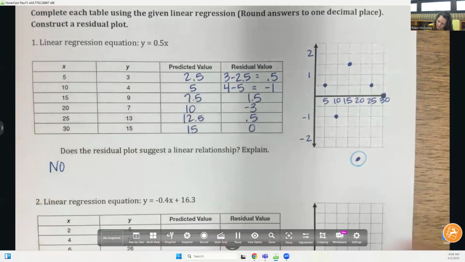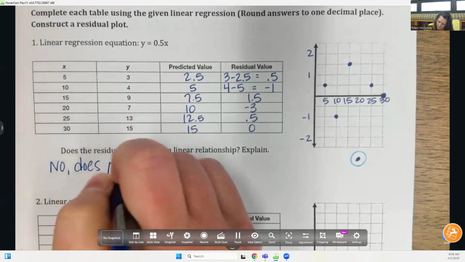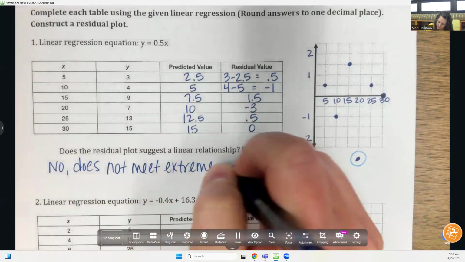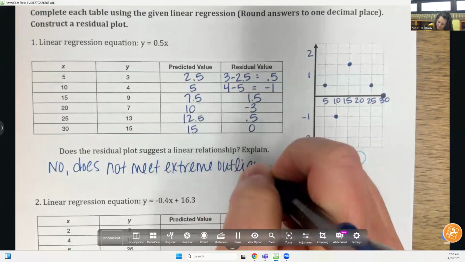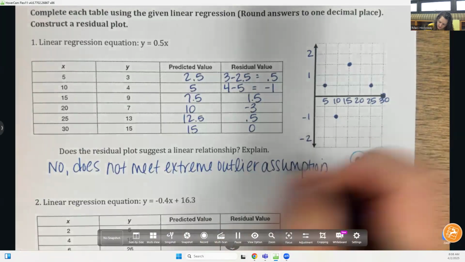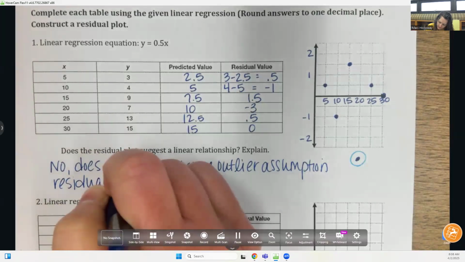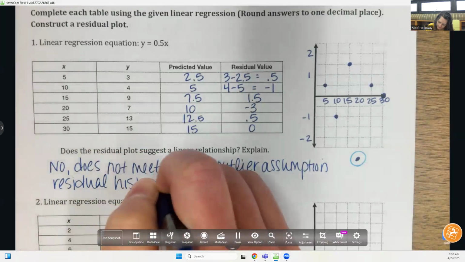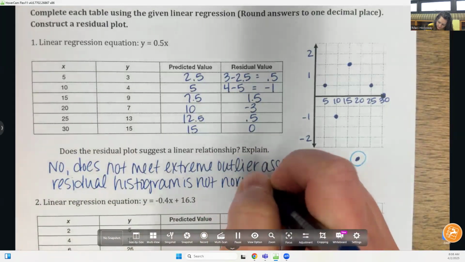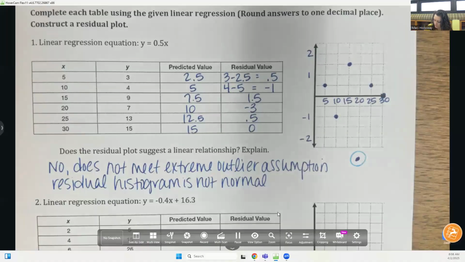And which assumption does it not meet? It does not meet the extreme outlier assumption. And the residual histogram is not normal. What did we say? It was left skewed, right? Yeah, left skewed.